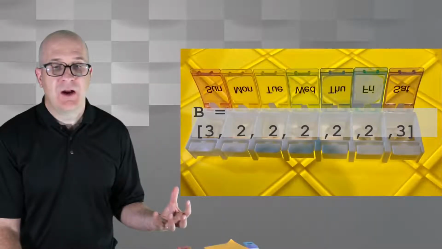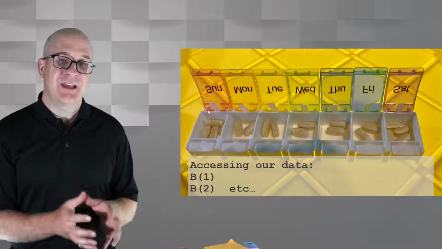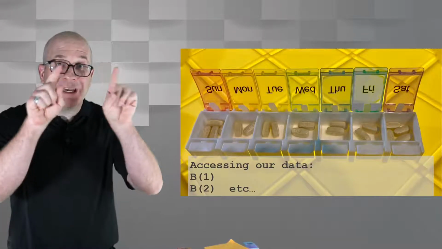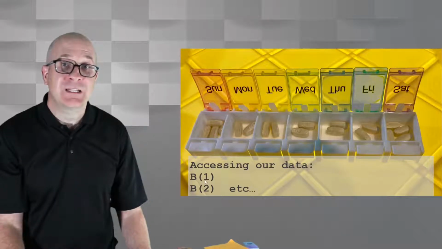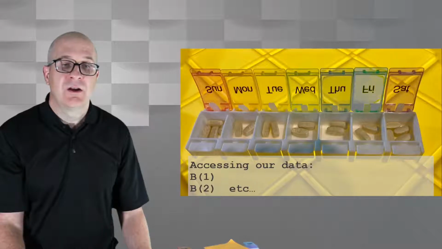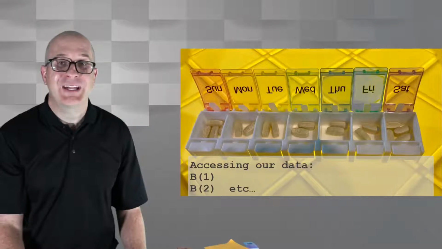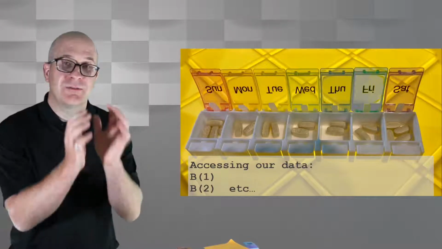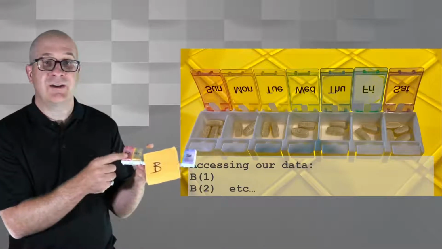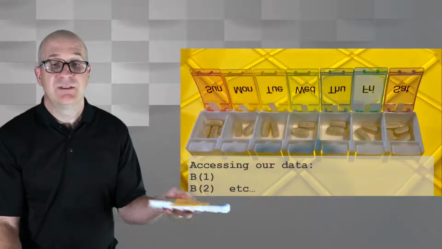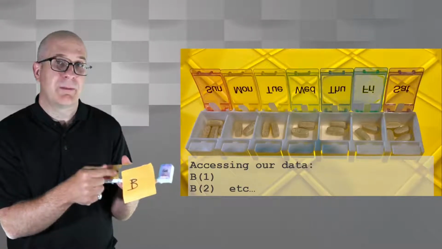So here we are with our vector B. If we want to access our data, we're going to use B and then a parenthesis and then the entry or entries that we would like to access. So here, B parentheses 1 should access the first entry of the box, or the first container in this element B, or the Sunday container over here. Likewise, B of 2 will access Monday.